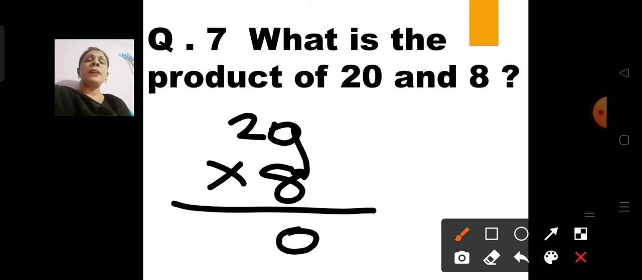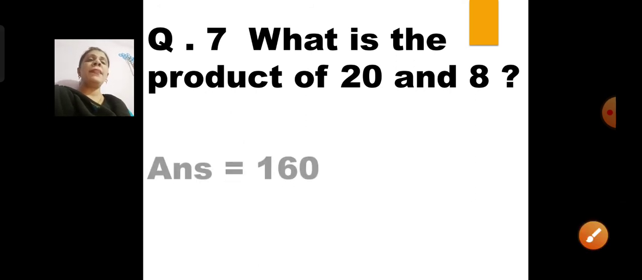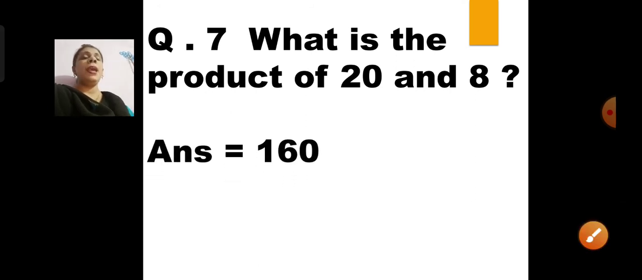2 1s are 2, 2 2s are 4, 2 3s are 6, 2 4s are 8, 2 5s are 10, 2 6s are 12, 2 7s are 14, 2 8s are 16. So what is the product of 20 and 8? 160.